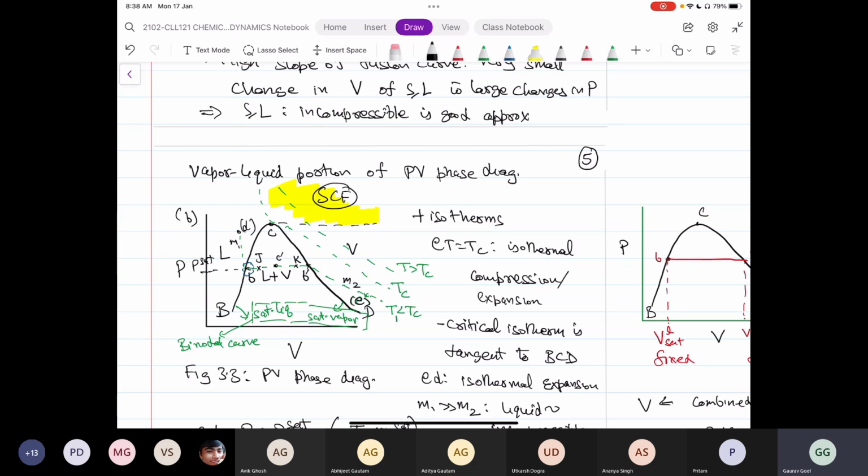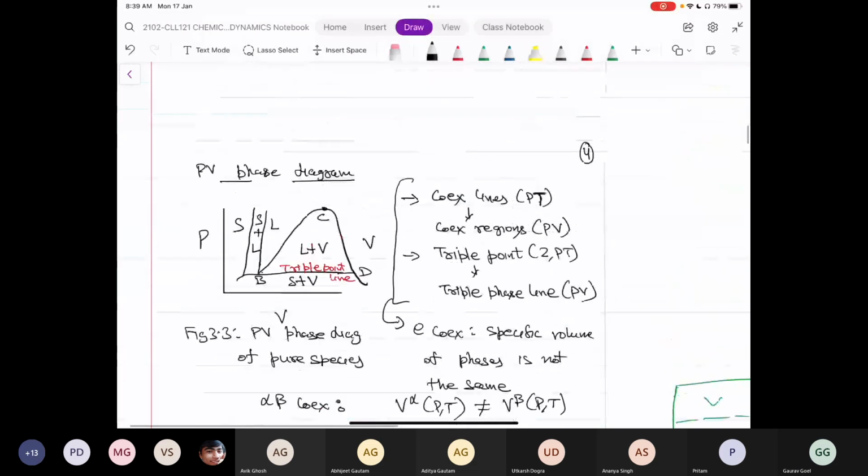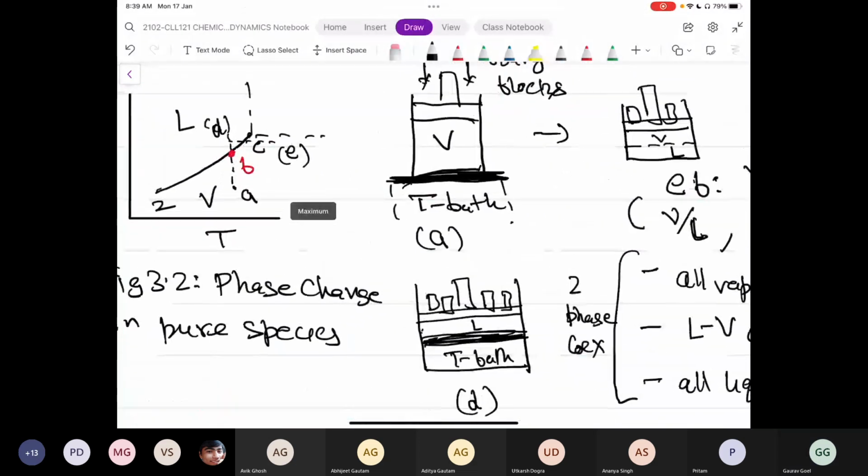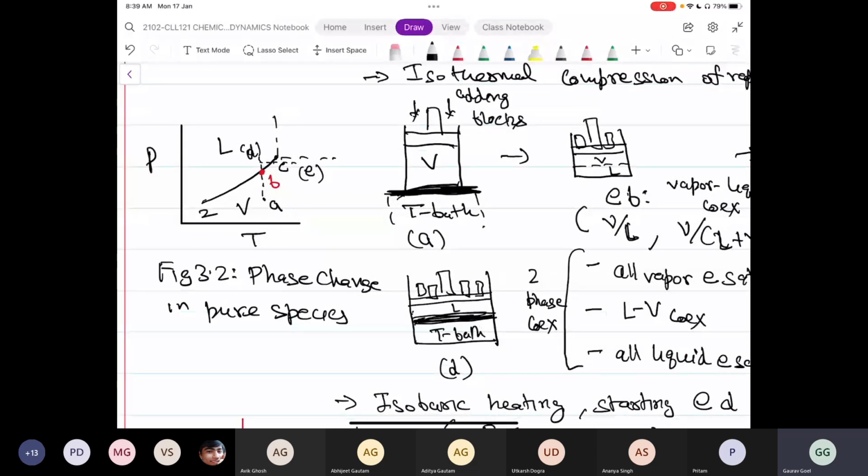So 100% saturated liquid as well as 100% saturated vapor are also being considered as phases at coexistence. Even though physically no vapor or no liquid, that means the second phase is not present, even then we are considering them at coexistence. And if you go to the PT diagram, it will be even more clear. The point could be B or B prime or anything in between.